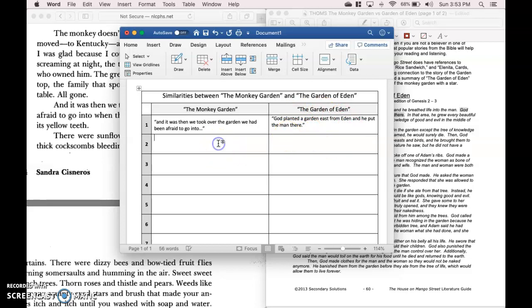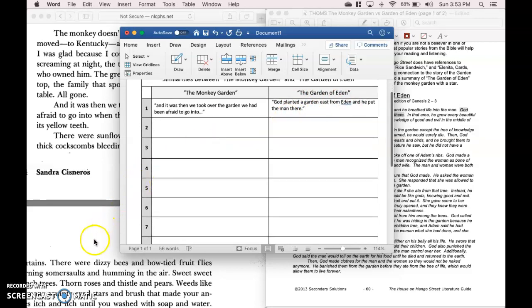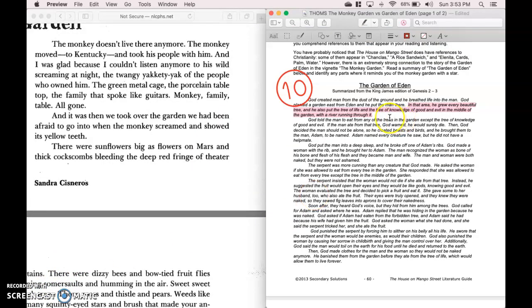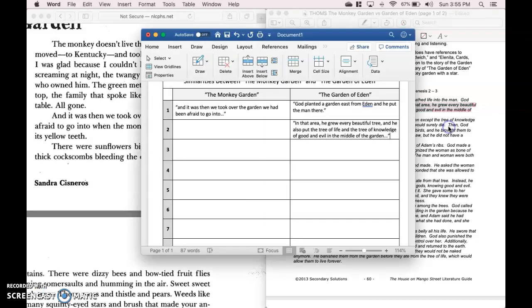I'm going to do one more to show you one more example. I'm going to take this quote from the same paragraph that says, "In that area, he grew every beautiful tree, and he also put the tree of life and the tree of knowledge of good and evil in the middle of the garden with a river running through it." This imagery reminds me of what the garden where the monkey used to live looks like. Now, I know it's not exactly the same, but I think it's close enough. So I'm going to take this quote and put it in my chart. Boom, now it's in my chart.